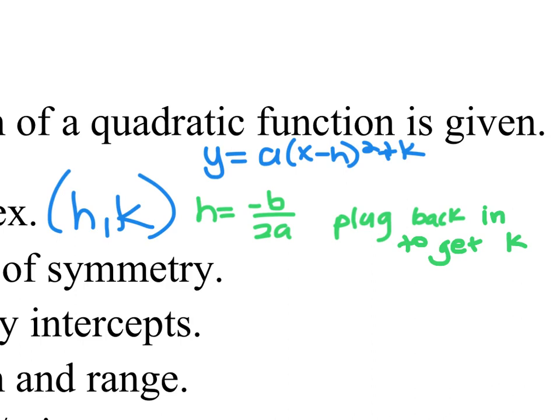Your axis of symmetry is x equals h. Don't forget your x equals. You will lose points. It is a line. It is not a point.